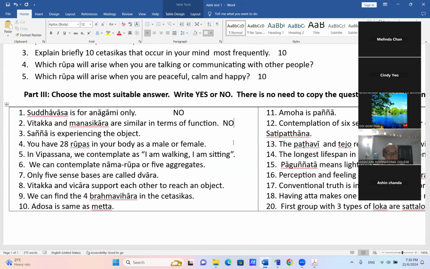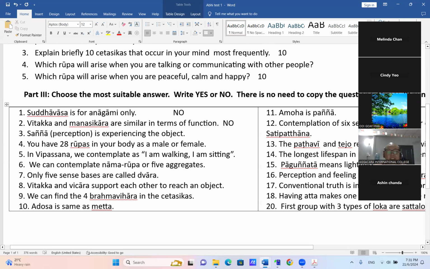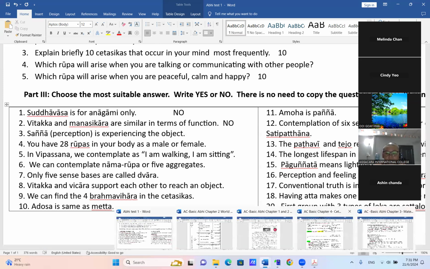Okay, now question three. I think many people make a mistake on question three. Either they cannot remember the Pali word sanya. Sanya means perception, right? So perception is making the mark of the object. It's not experiencing the object. So what is the Cetasika that experiences the object?